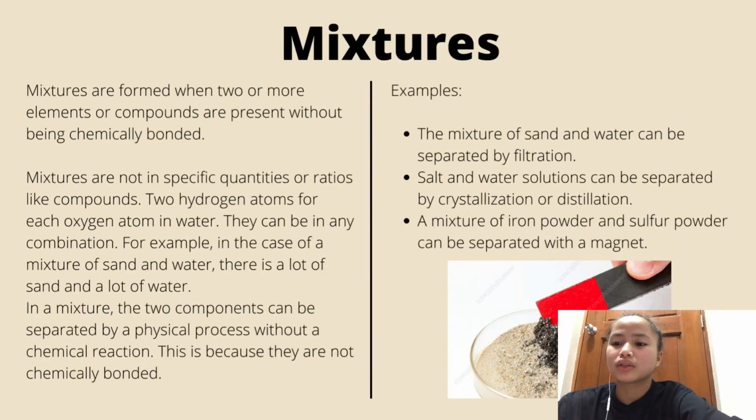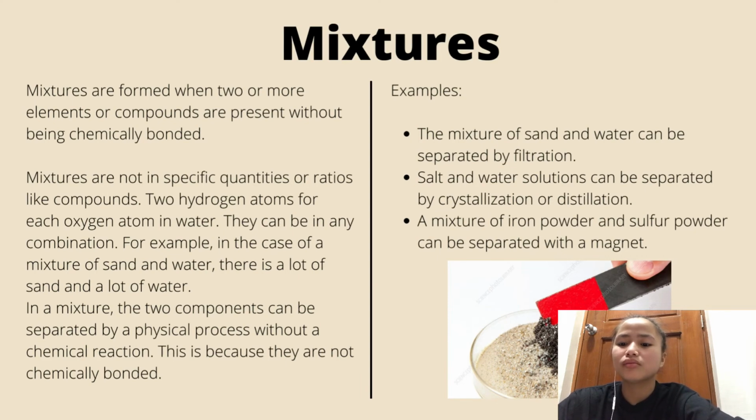So the next one is mixtures. Mixtures are formed when two or more elements or compounds are present without being chemically bonded. Mixtures do not have specific quantities or ratios like compounds, such as two hydrogen atoms for each oxygen atom in water. They can be in any combination. For example, in a mixture of sand and water, there is a lot of sand and a lot of water.